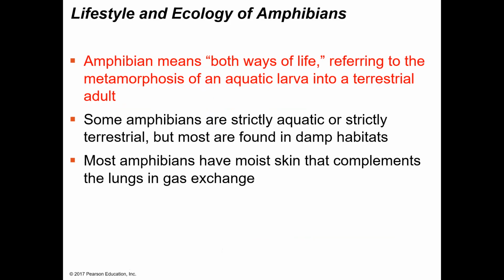So some amphibians are strictly aquatic or strictly terrestrial, meaning land, but most of them are going to have portions of their life cycle on land and portions of the life cycle in water or in damp environments. So most of the amphibians, the salamanders and the frogs, have moist skin that is going to complement or aid the gas exchange that takes place in their lungs.